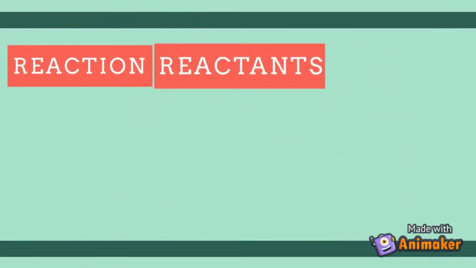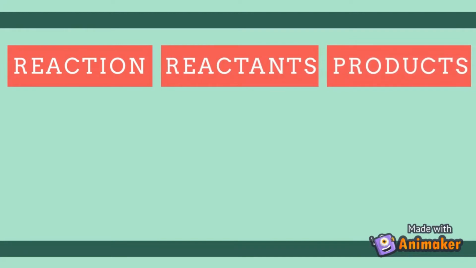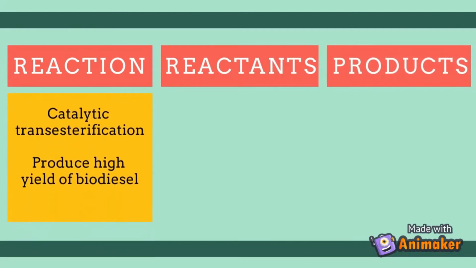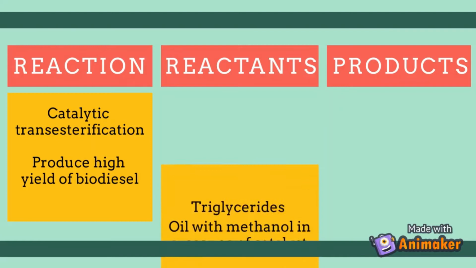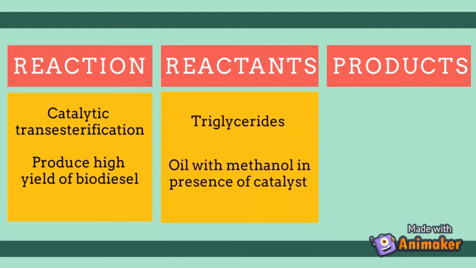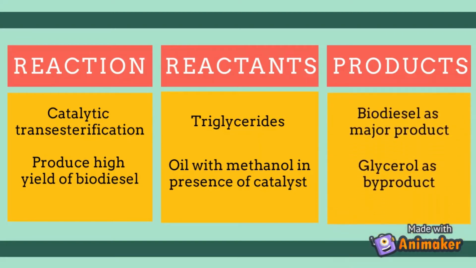We have identified the type of reaction involved, the reactants used, and its products. Catalytic transesterification is the type of reaction used in producing a high yield of biodiesel. Biodiesel production is done by transesterification of triglycerides from a catalytic standpoint. It occurs through transesterification of oil with methanol in the presence of a catalyst. As for the products, biodiesel is the major product, and glycerol is a byproduct.